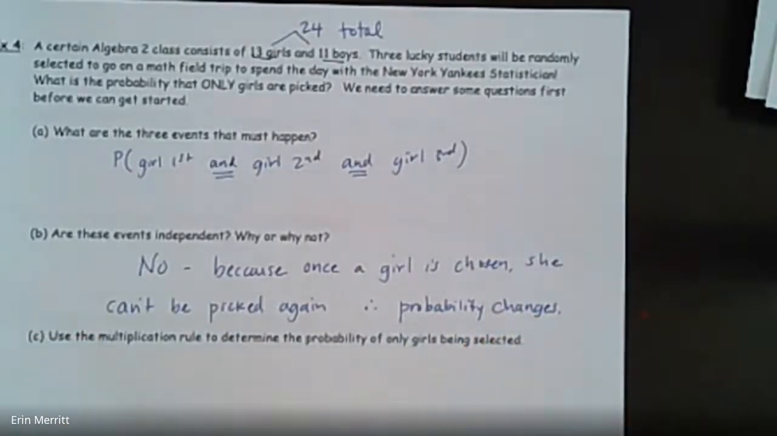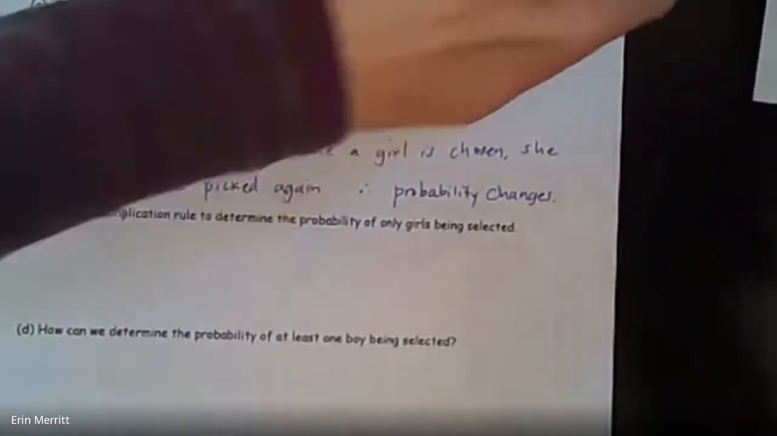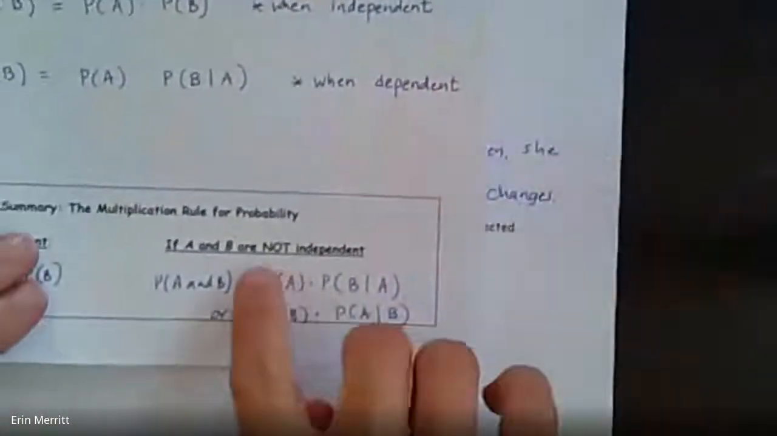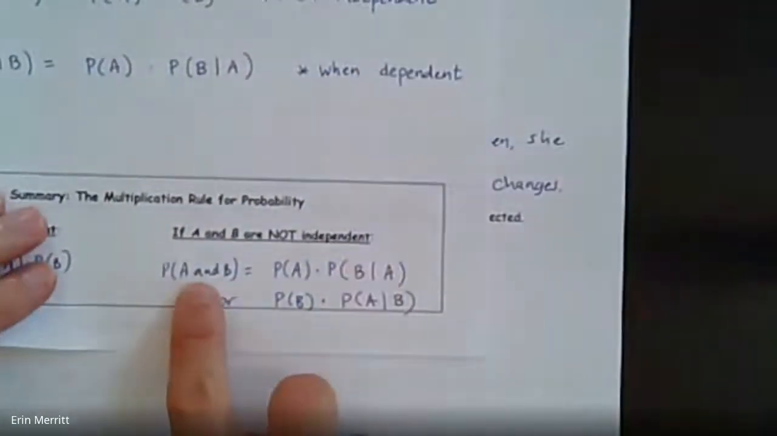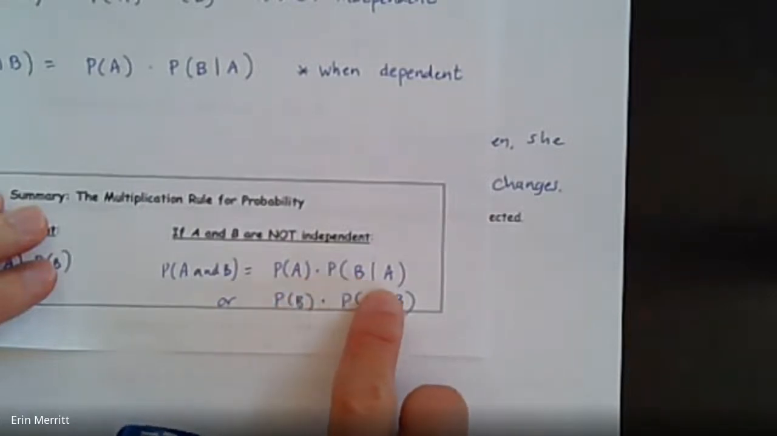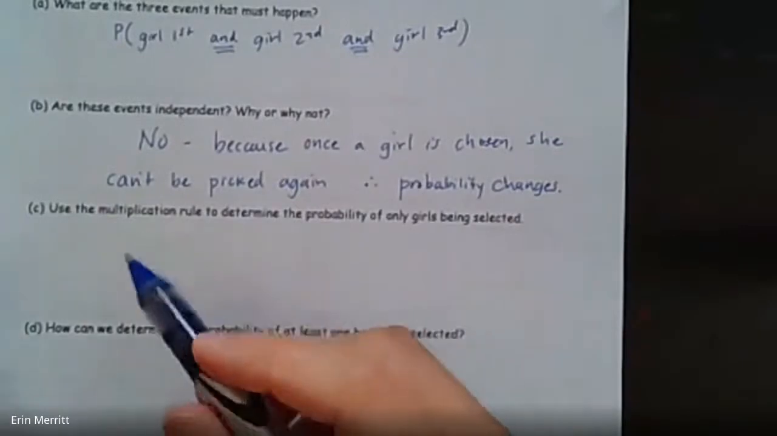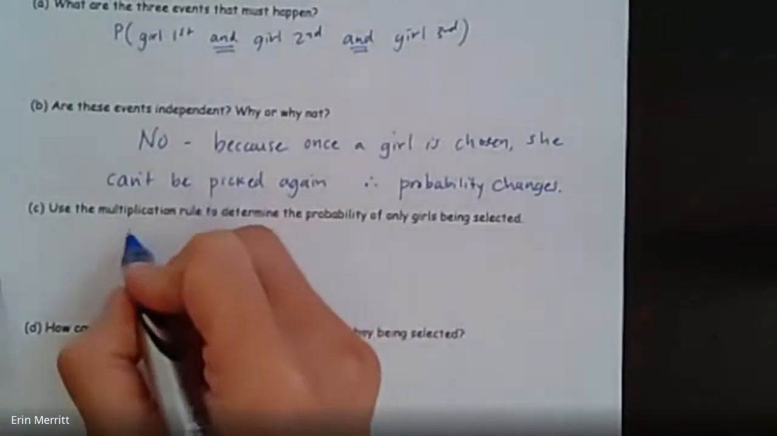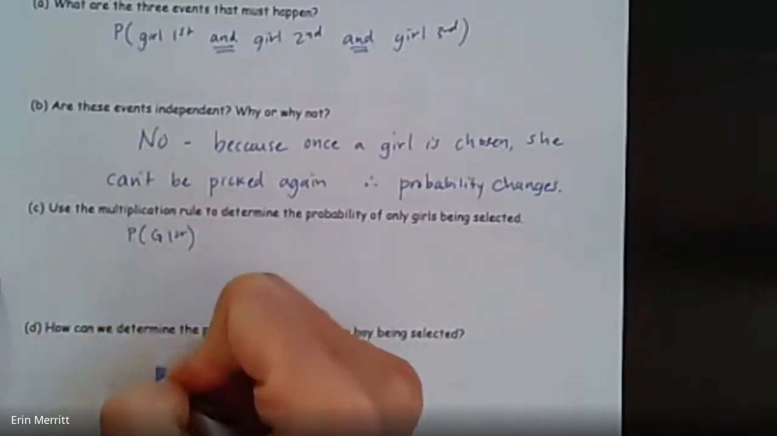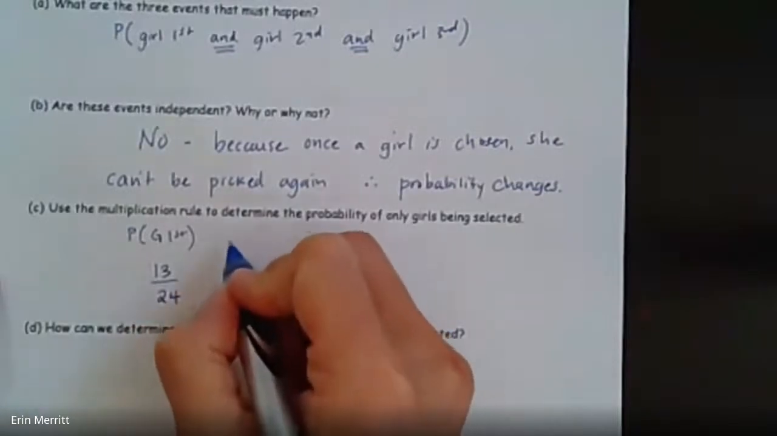Right. So when it says use the multiplication rule to determine the probability of only girls being selected, I don't want you to get all crazy fancy with the writing. Right? But on the first page, we had said, all right, if they're not independent, then the probability of A and B, you're going to do the probability of the first thing, but then times the probability of the second thing given that the first event has occurred. So all it means is we're just going to change this number, all right? Could I write it using all the fancy notation? Sure. Super not necessary, all right? So the probability of girl number 1 would be 13 out of 24.